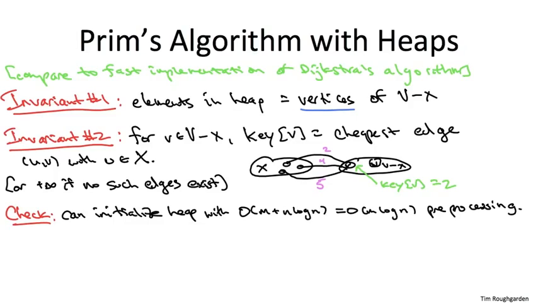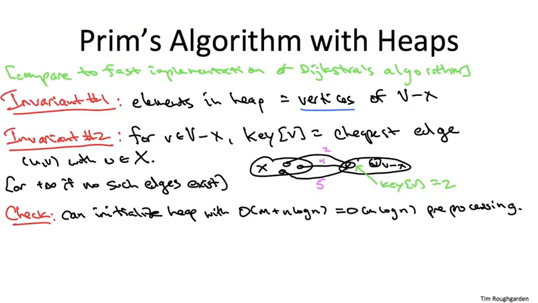So the first thing is, how do we set up the heap at the beginning of Prim's algorithm in a pre-processing step so that both of these invariants are satisfied? Well, at the beginning, X consists just of this single arbitrary start vertex S. V minus X contains the other n minus 1 vertices. The key value of a vertex other than S at the beginning of Prim's algorithm is just the cheapest edge between that vertex and S, if there is one, or plus infinity otherwise.